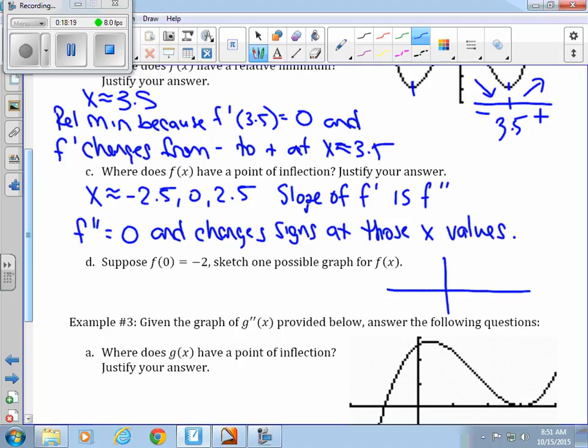Sure. F of 0 is negative 2. What do I know? Would it hurt you to sketch two sign charts to help you out? So we kind of did that up here, right? Negative, 3.5, positive. So they're increasing, decreasing, and increasing. Everyone agree?